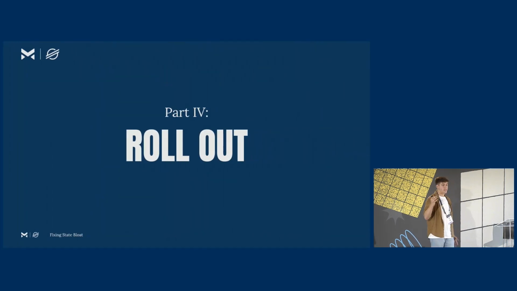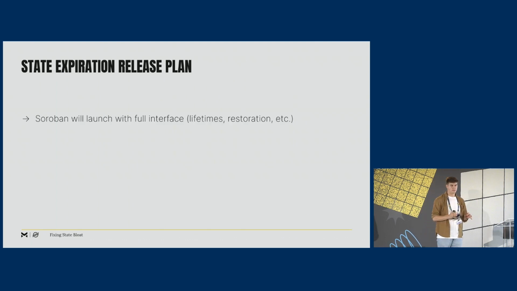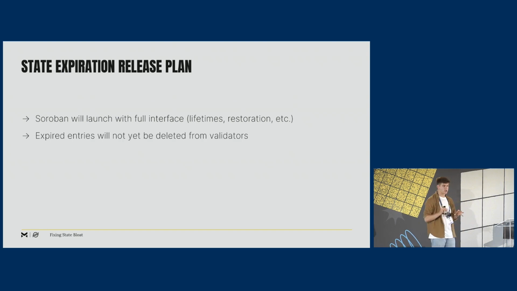So that's how state expiration works. We have our interface, we have our implementation. When are we launching this? So when Soroban initially launches, it will have the full developer interface. You'll have to deal with lifetimes, you'll have to do expiration, restoration. All of this will be baked in at launch. However, expired entries will not yet be deleted, and we will not yet have the ESS nodes.